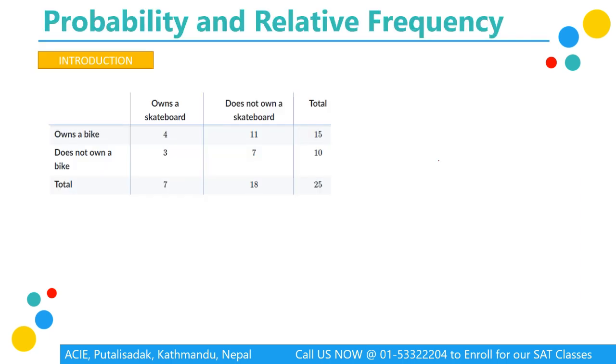So, in the introduction, I think it's important that we know how to use the relative frequency table, and I feel like that is the best way of explaining relative frequency. So, in the given table over here, we have a two-way table. On one side, we have information related to people who either own a skateboard or do not own a skateboard. And on the other side, we have a group of people who either own a bike or who do not own any bike at all.